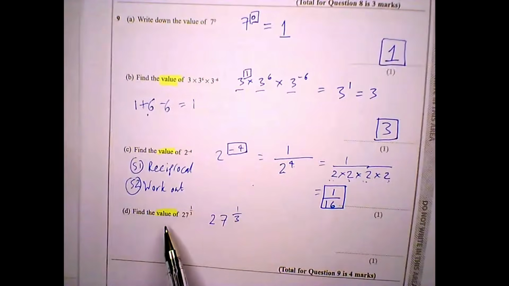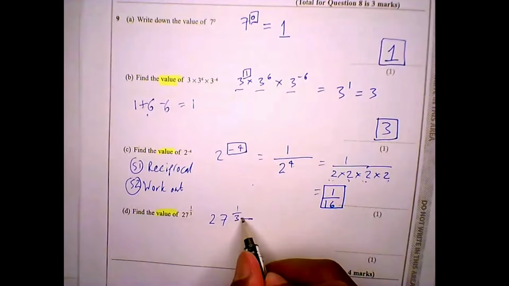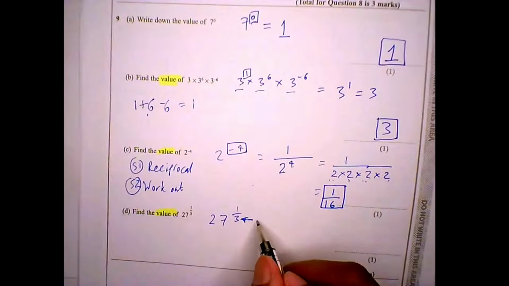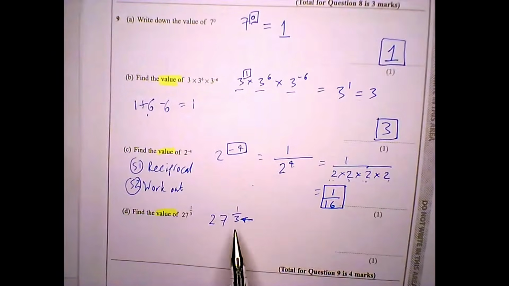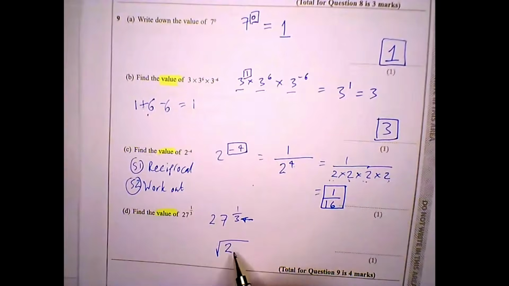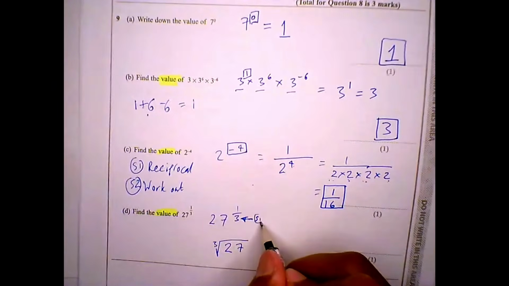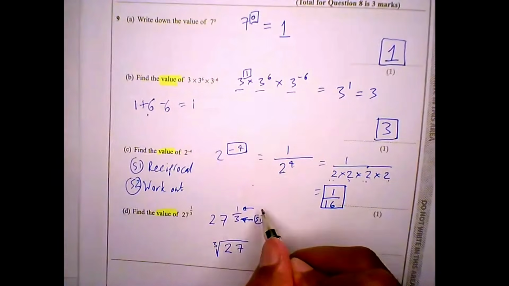Part D, find the value of 27 to the power 1/3. So here I've got my denominator is 3. So I'm looking for the root here, which is the cube root of 27. So this is normally my step 1, and this is my step 2.